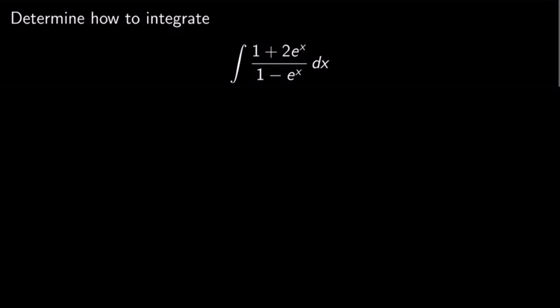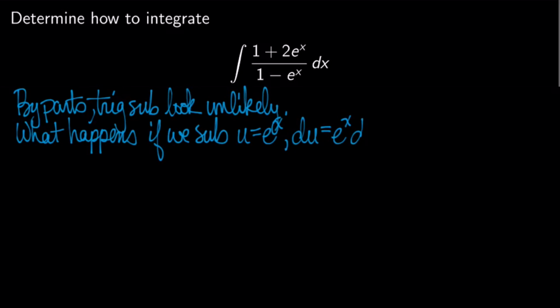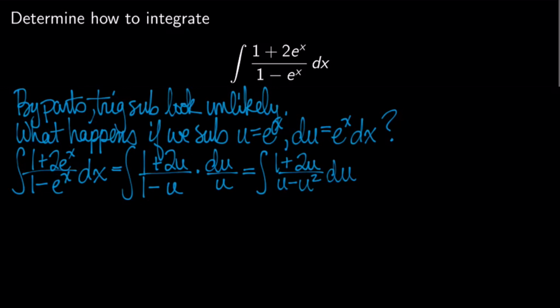Now on this guy, another ugly integral with just e to the x's. I guess by parts doesn't look like it's going to work. Trig sub doesn't look like it's going to work. And so once again, I think I'm going to try to substitute u equals e to the x so that du equals e to the x dx. And in this case, once I make that substitution, I'm going to get 1 plus 2u on top, and I'll have 1 minus u on the bottom. And then I have du over u in place of dx, right? I can solve for dx and make that substitution.